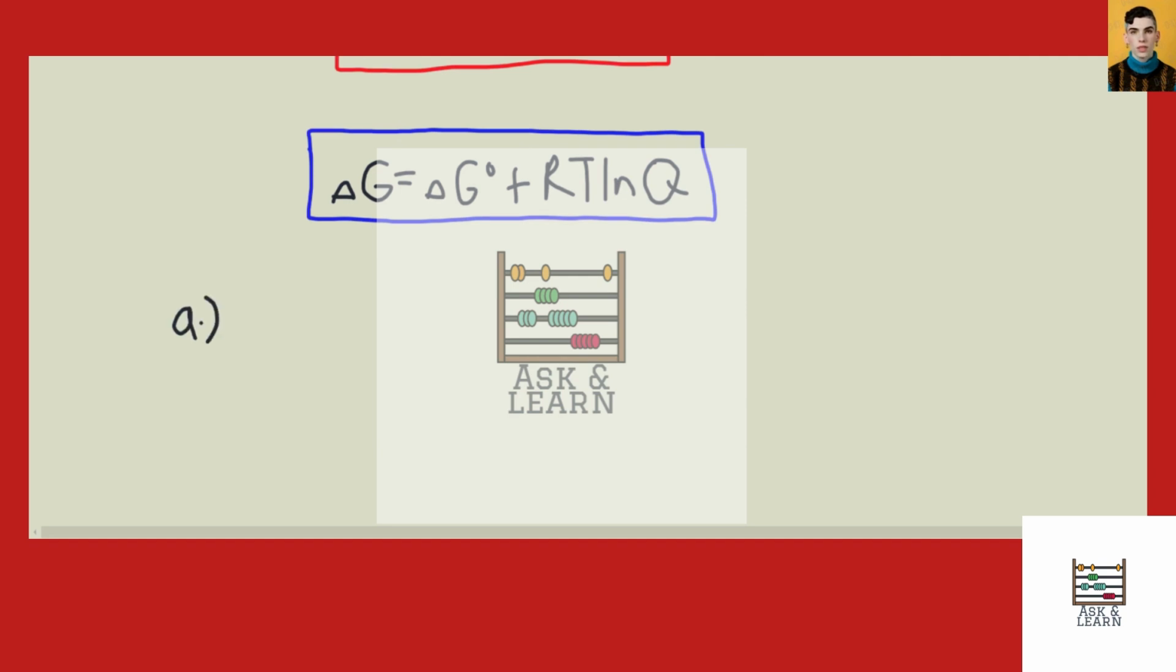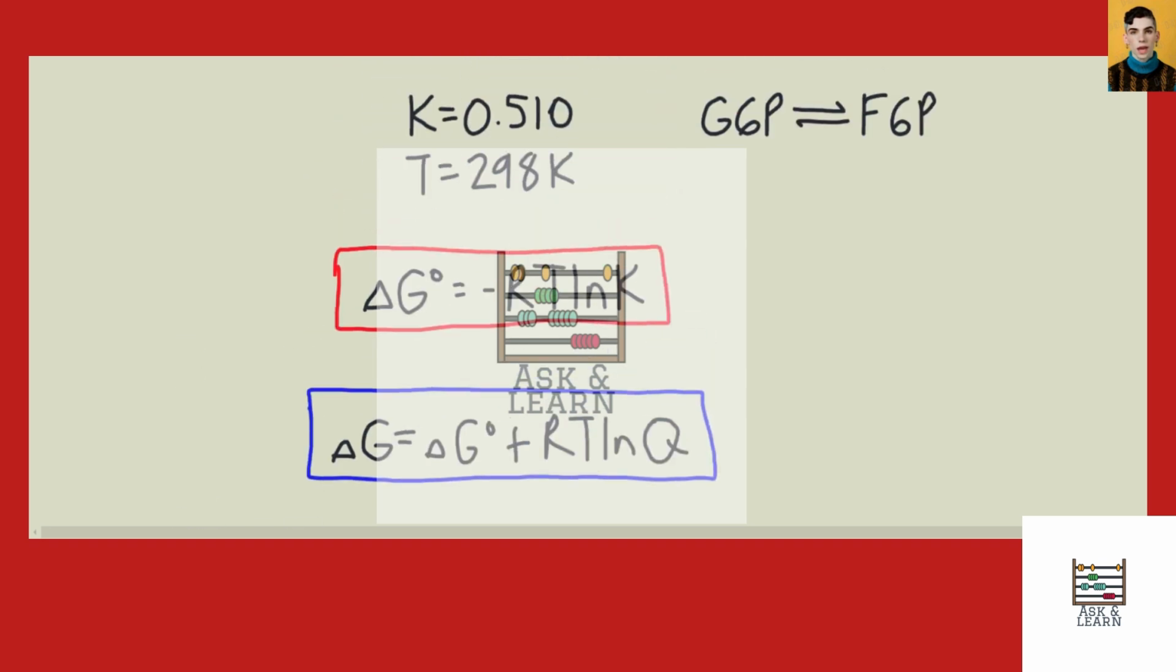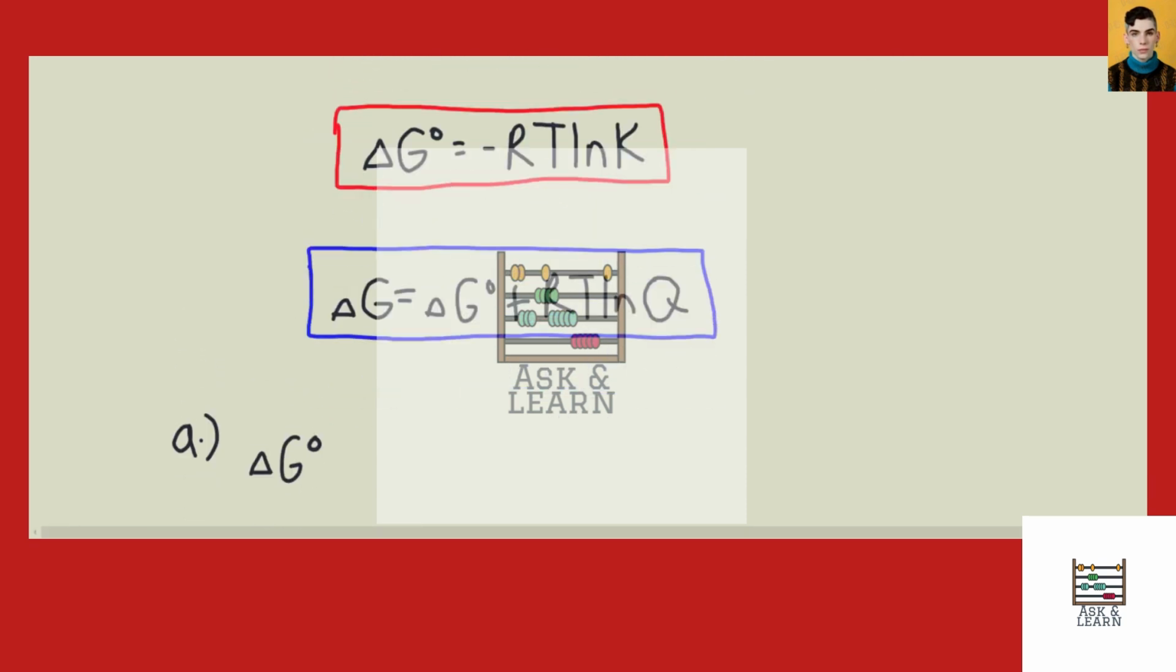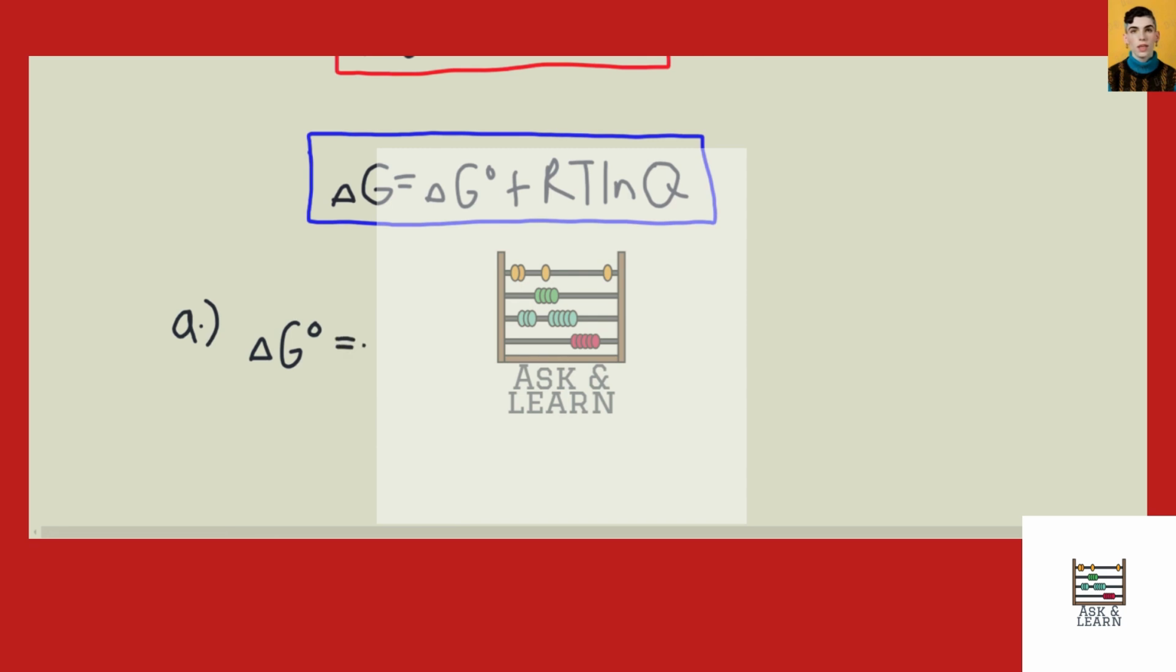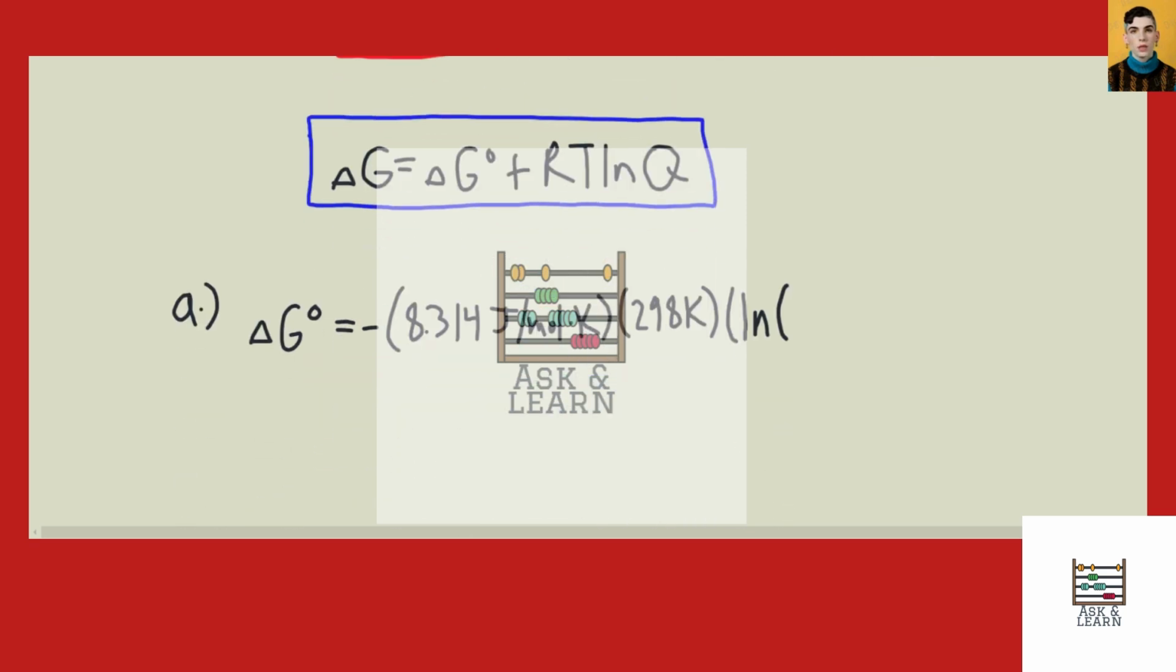In part A, we want to find the change in Gibbs free energy at standard conditions using the equilibrium constant and a temperature of 298 Kelvin. So we need to use the equation on the top to help us do that. That would be equal to negative R, which is 8.314 joules per mole times Kelvin, times the temperature of 298 Kelvin, times the natural log of that equilibrium constant K, which is given as 0.510.